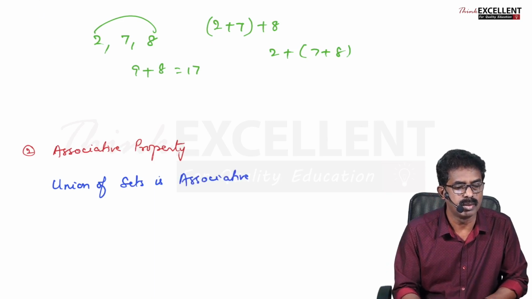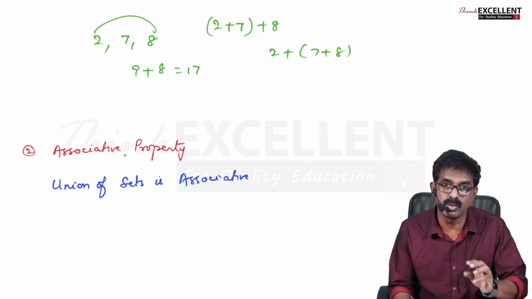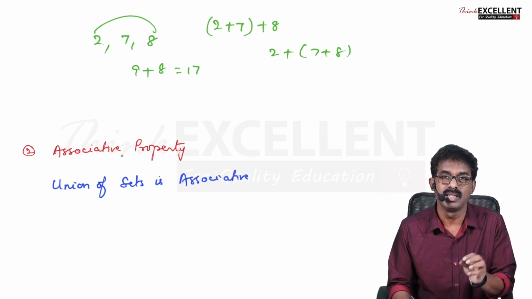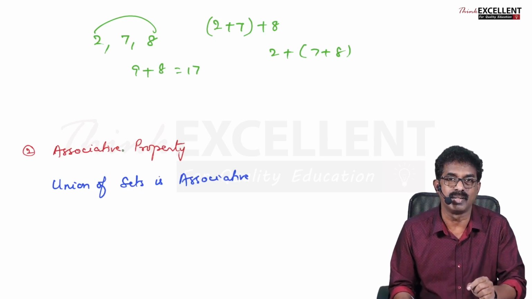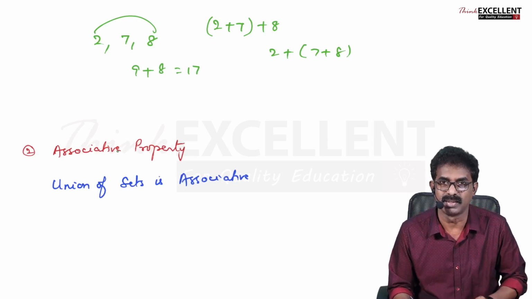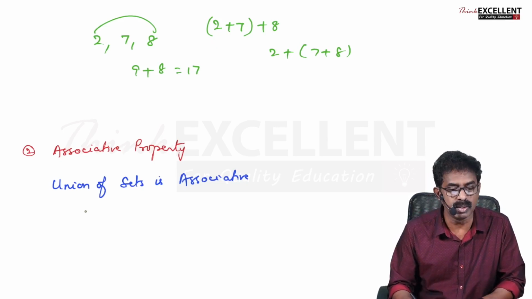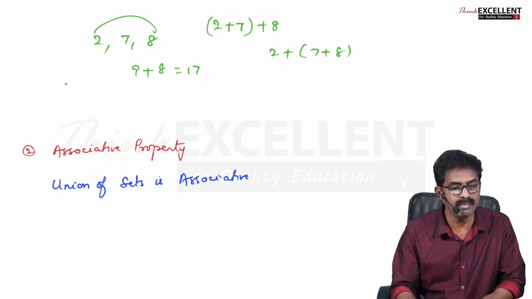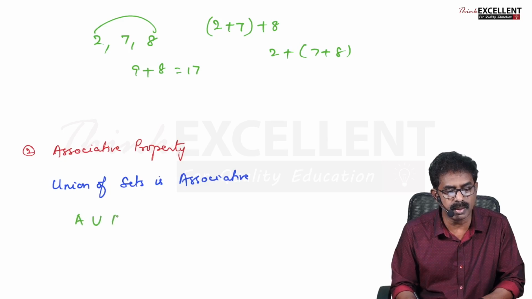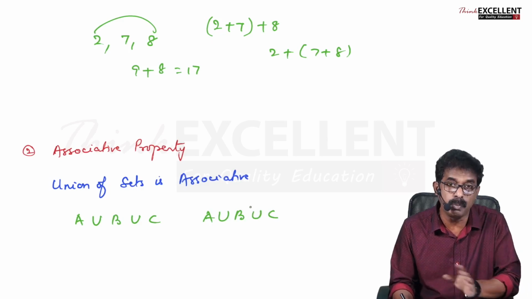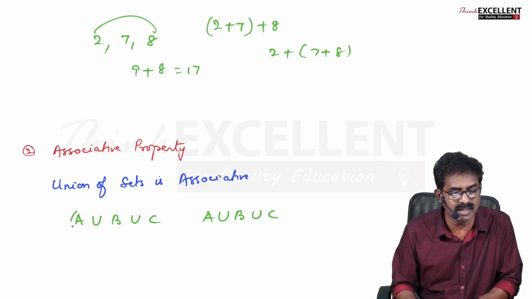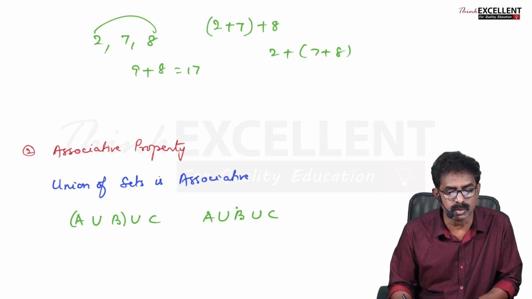What's the meaning of that? Learn all these things. Associative means you must know what it is, because when you go for the examination, they give 3 sets and ask you to verify the associative property of union. Like that they can ask for intersection, anything. So you must know the property. Union of sets is associative. So you have to take three sets. Let A, B, C be three sets. Then A union B union C: here also you write A union B union C, but with grouping only. In the first case, you group the first and second; in the second case you group the second and third. Both answers will be the same.